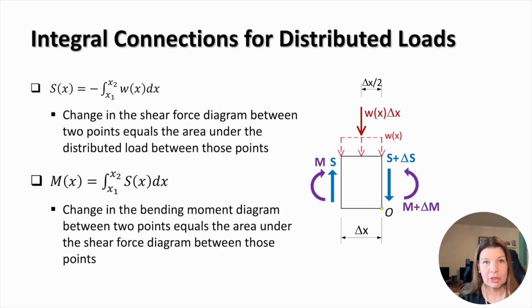The second relationship states that the change in the bending moment diagram between 2 points is equal to the area under the shear force diagram between those points. This means that the bending moment develops from the accumulated effect of the shear force along the beam. These area relationships are extremely useful when constructing shear force and bending moment diagrams, since they allow us to determine how the diagrams evolve between different points on the structure.